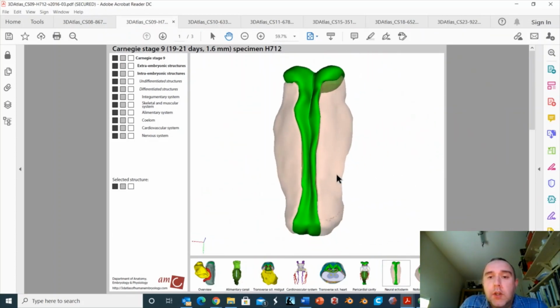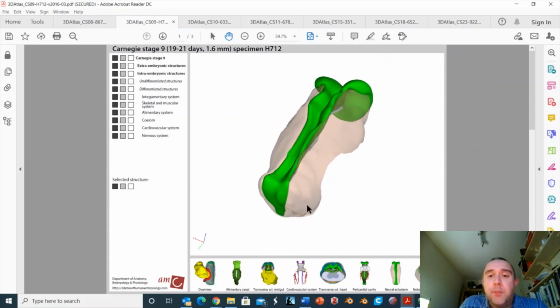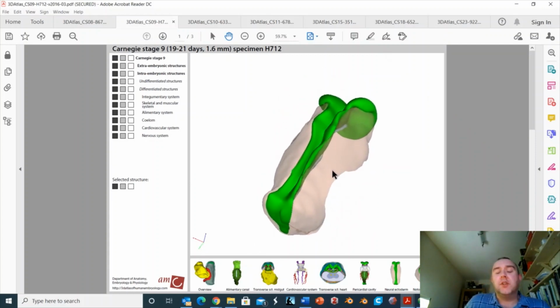So, what we're seeing here is a process of invagination. We are seeing, under the direction of the notochord, the ectoderm starting to rise up, fold, and then invaginate down. And it's going to start to form a tube. It's going to start to form the neural tube.